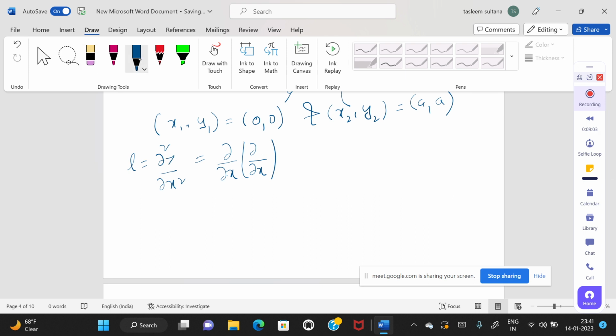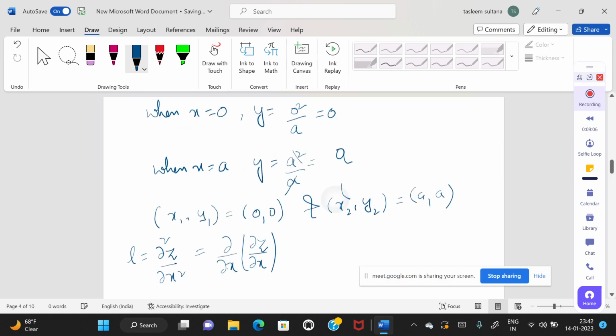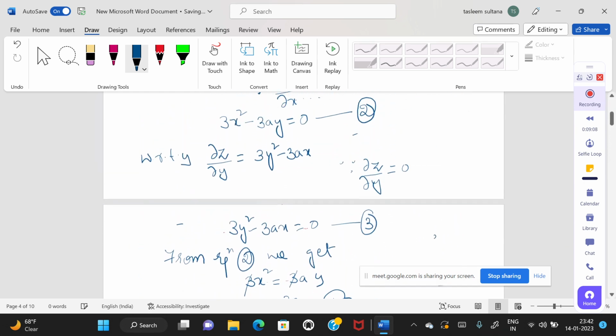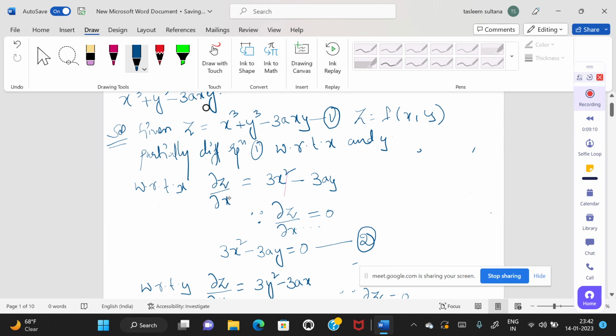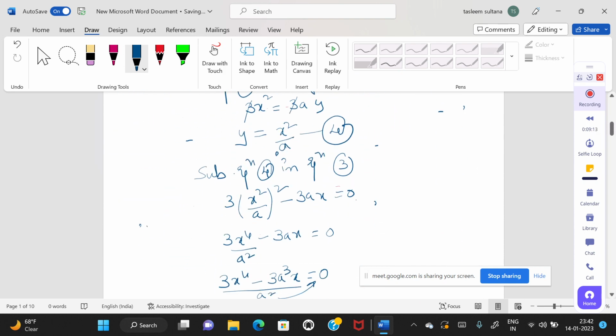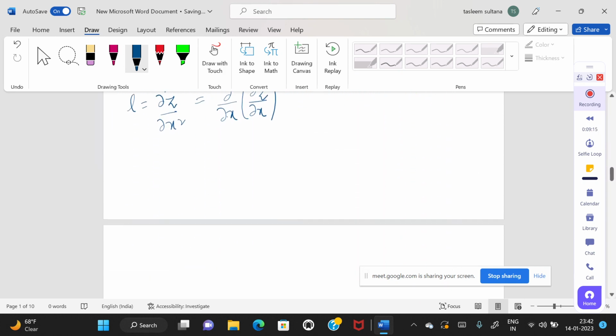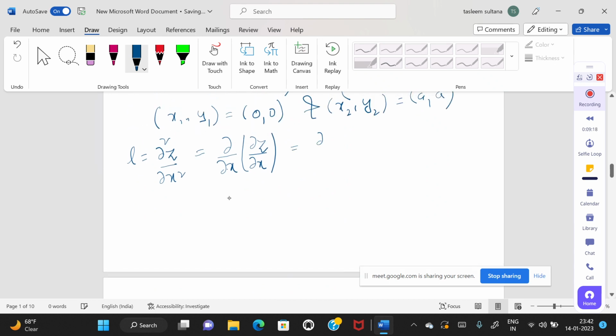So it should be ∂z, and this also should be z. So what is the value of ∂z/∂x? ∂z/∂x is equal to 3x² − 3ay. It's equal to ∂/∂x of (3x² − 3ay). Again you have to do the partial differentiation with respect to x. So it's equal to 6x. The L value is equal to 6x.